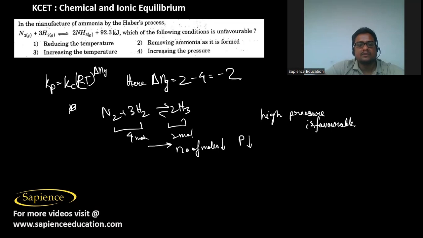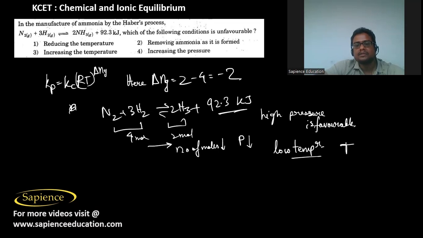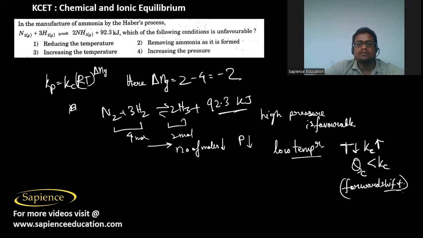And since it is an exothermic reaction, it releases 92.3 kilojoule of heat. So here it means that low temperature is favorable. Why? If the temperature is decreased, then the Kc value will increase, meaning the equilibrium constant will increase, then the reaction quotient Qc will be less than Kc, then there will be a forward shift in the reaction. So forward shift means that more amount of ammonia will be formed.